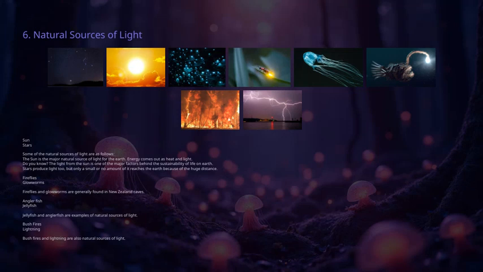Let's talk about some natural sources of light. First up is the sun, which is by far the most important natural light source for our planet. It provides us with heat and light, and it's crucial for sustaining life on Earth. In fact, the sunlight is a key factor that makes life possible here.